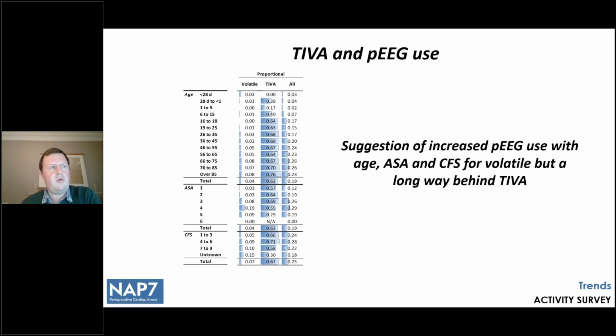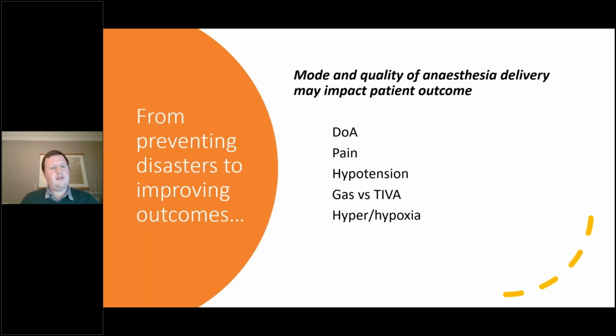And I guess the question is, why are people using it? And I think it's because we're moving from using monitoring not only for alertness to potentially serious errors or disasters in theatre, but moving from that to trying to improve outcomes. And there's lots of evidence that suggests now that maybe the mode and quality of anaesthetic delivery may impact patient outcome, whether it be depth of anaesthesia, pain, hypotension, volatile versus TIVA, hypoxia.